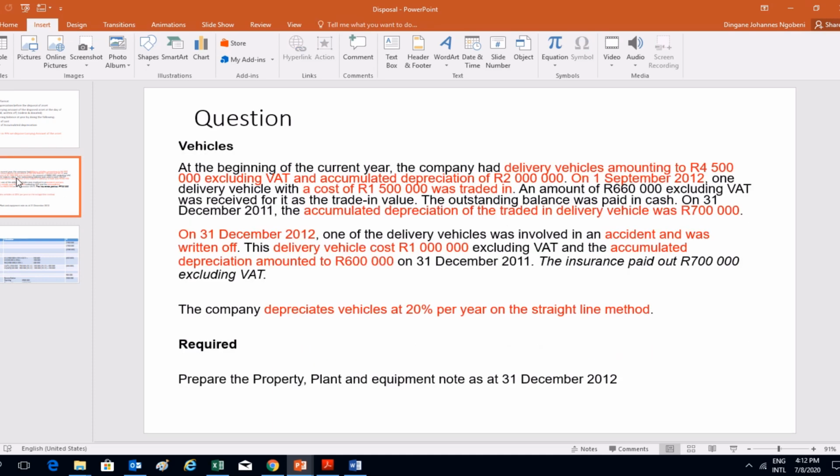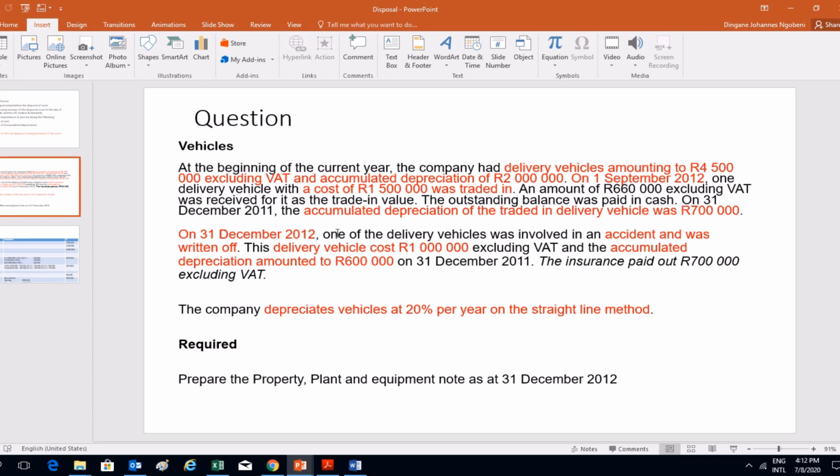The question talks about vehicles. It said at the beginning of the year we have vehicles amounting to 4.5 million and 2 million accumulated depreciation. On 1 September, we traded in a vehicle of 1.5 million. 1 September, it means what? Disposal happened. Why? Because we're trading in this. We know that we will need what? Depreciation and carrying amount.